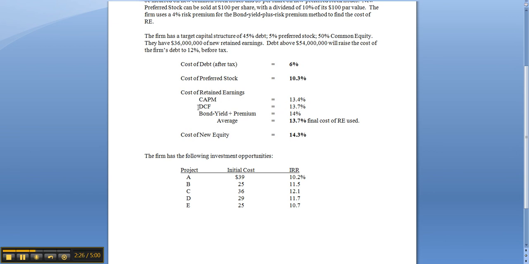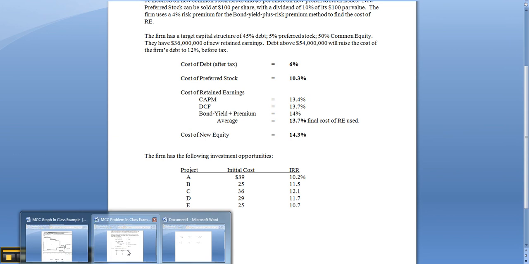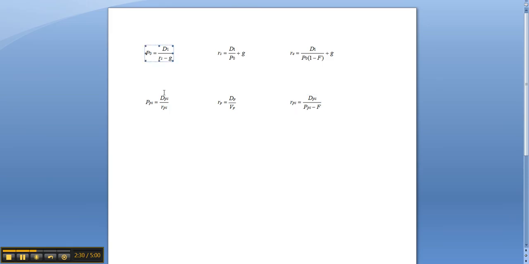The DCF approach: basically use the Gordon model, rearrange it to find the required rate of return from an investor standpoint, which again on the flip side is the same as the cost of retained earnings for the company. And so this is the equation you would use to find the cost of retained earnings using the DCF approach.